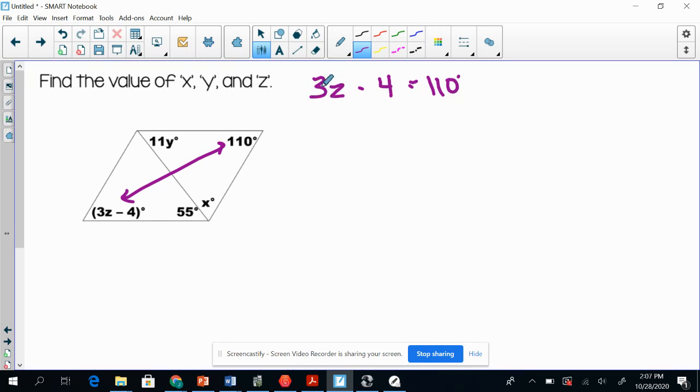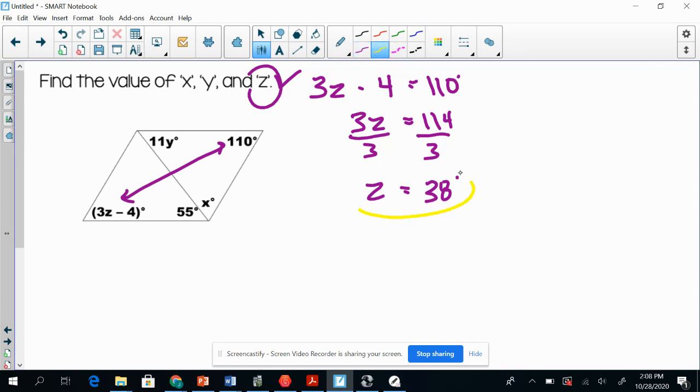So I know that this guy minus 4 equals 110. I'm going to add 4 to both sides. So 3z equals 114, divided by 3. So z equals 114 divided by 3 is 38. So z equals 38. So you're taking care of that one. So this is one of the answers to the question that you need.